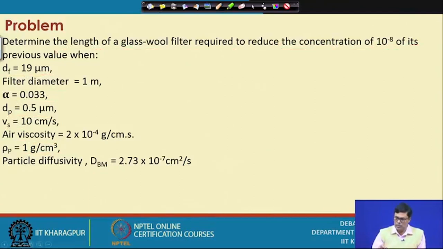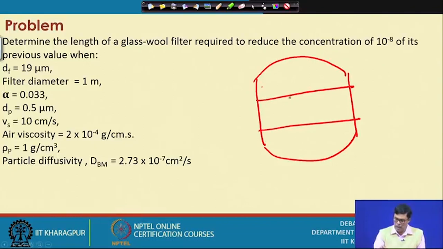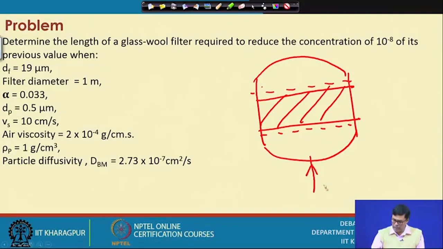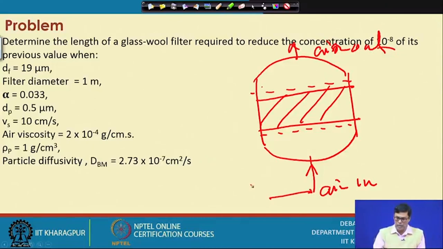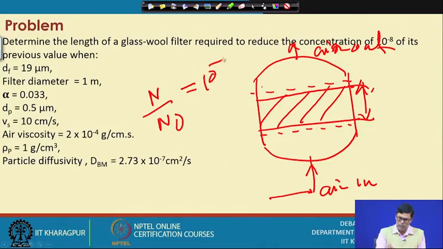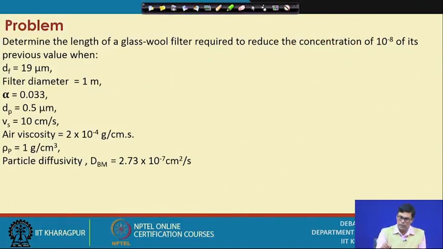So, this is the different problem given. We can consider this problem like this. Suppose this is the air filter that we have. We pass air in, and this is air out. Here we know the flow characteristics of the air: the diameter of the filter, the velocity of the air, viscosity, particle diffusivity, everything. So, we shall have to find out the length of this air filter to get the value n by N0 of 10^-8, am I right? Let us see how we can solve it.